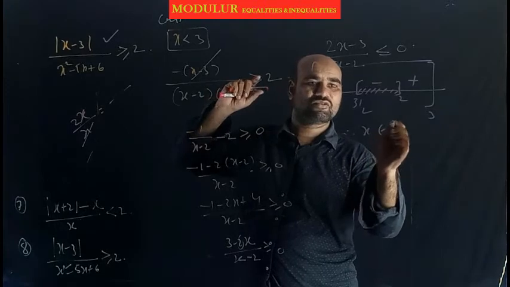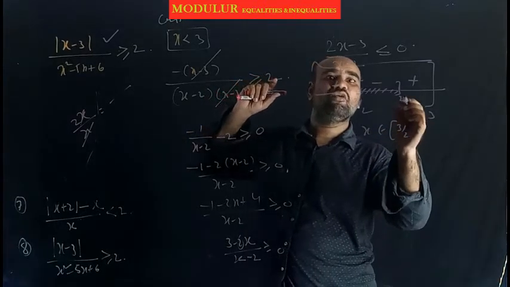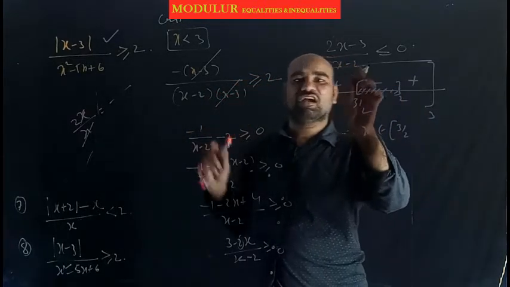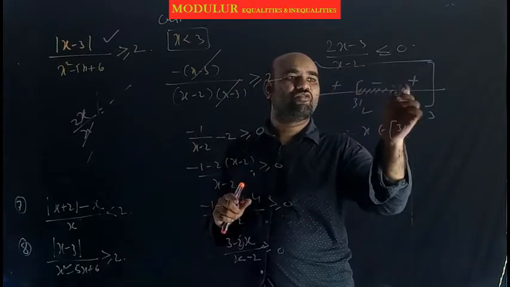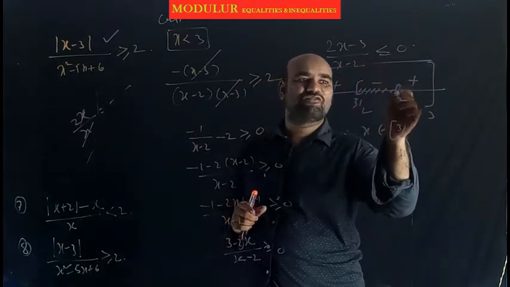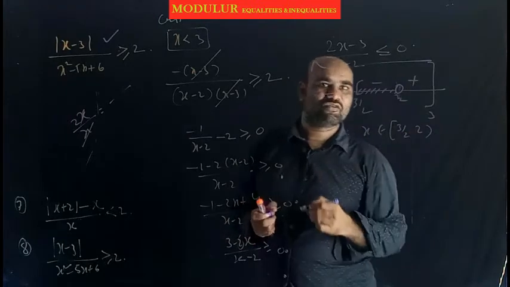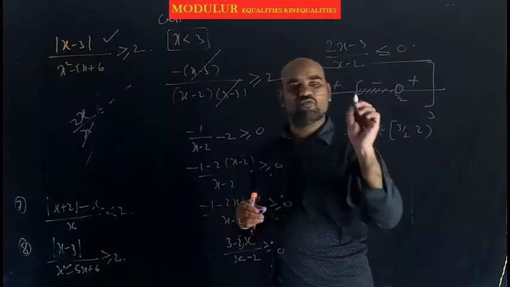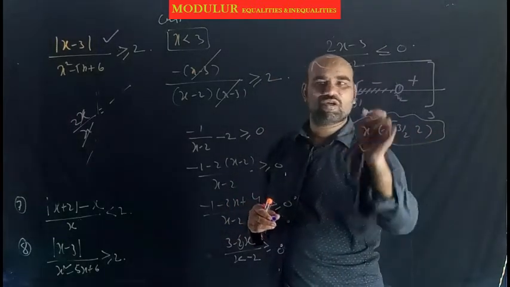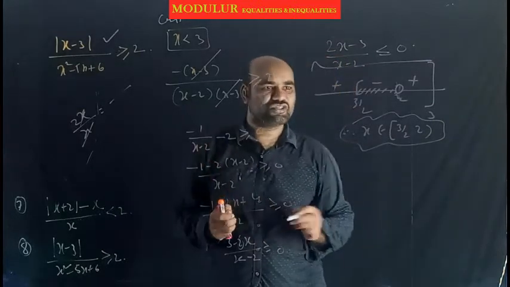Therefore x belongs to closed 3 by 2. 2 I can't take here, because 2 is in the denominator. So open 2 — the critical point 2 is not satisfying. That's why open 2. Closed 3 by 2, open 2 is one of the solutions of the problem. From the next case, you want to find another solution.